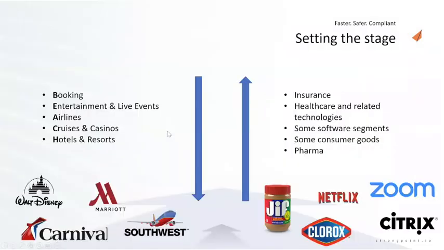So what are we up against? Definitely a period of unprecedented change in terms of economic conditions for business, both negative and positive. I like acronyms. I heard one for the beach companies: booking, entertainment and live events, airlines, cruise and casinos, hotels and resorts. They have definitely all been hit pretty hard.